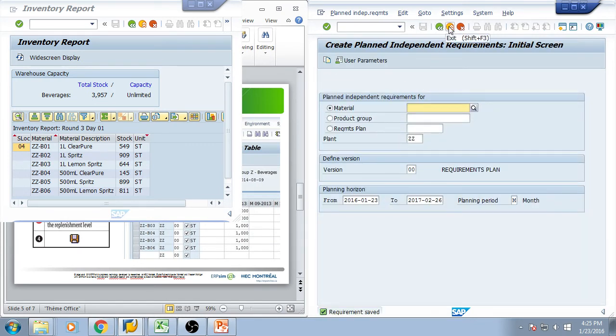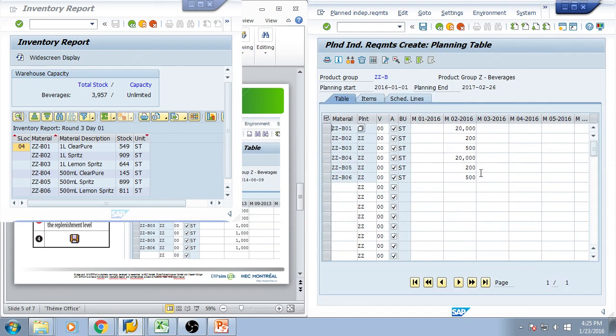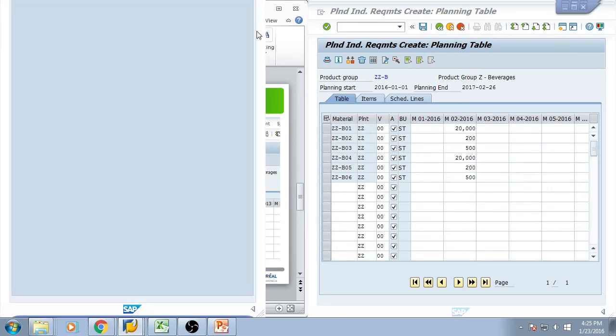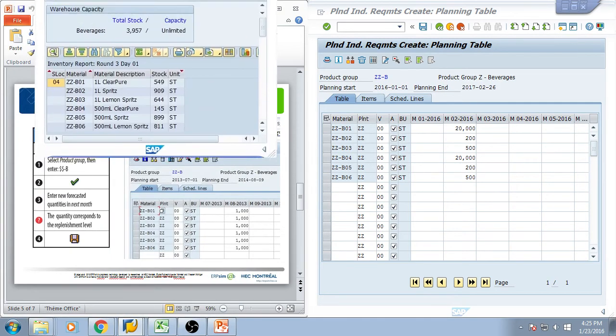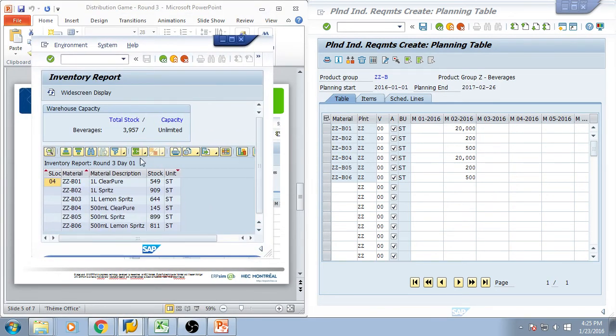There are no consequences if you make the wrong choice. So it is saved. Now what's going to happen is, ZZ-B, not F. I'm going to run MRP, and it's going to look at my inventory report, and it's going to order the difference. So I'm saying that I want 20,000 of this Clear Pure. So it's going to order the difference. I have 549, so it'll order whatever that is, 19,451 of the 1 liter Clear Pure. Again, the difference for this one as well.